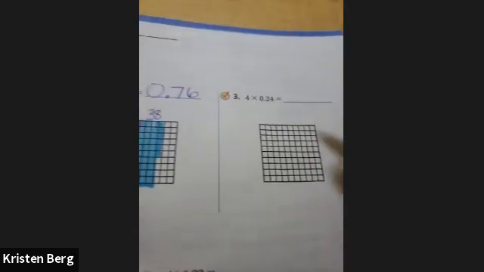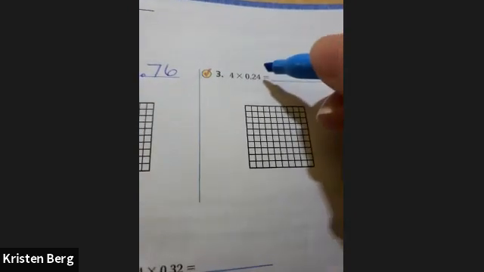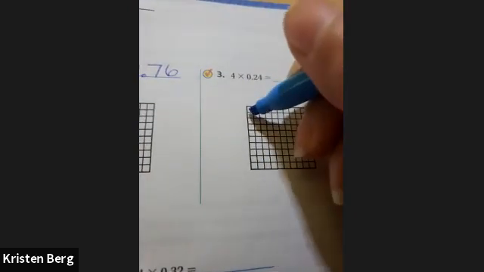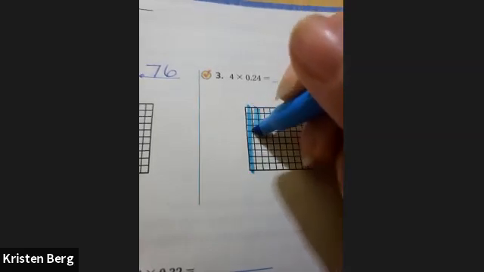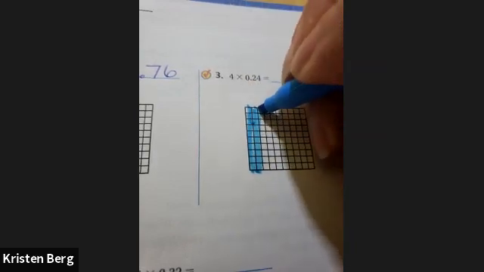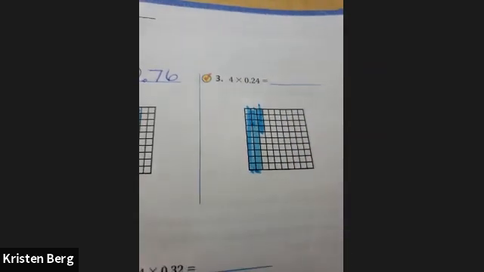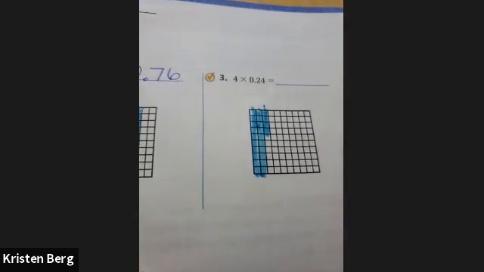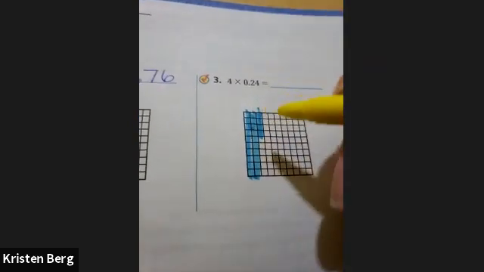So if you did this one, you should have had it paused. You should have done 24, not just one group, but it should have been 4 groups of that. So I'm gonna, there's 20, and here is 24. So that is 24 right there. Then I'm gonna get out a different color and I'm gonna do another 24.